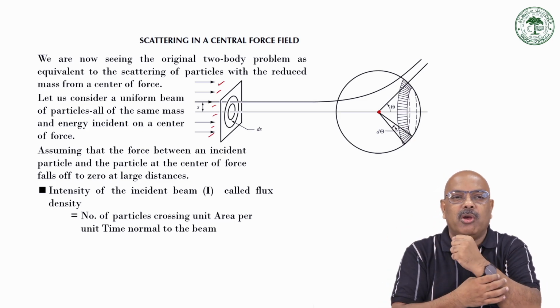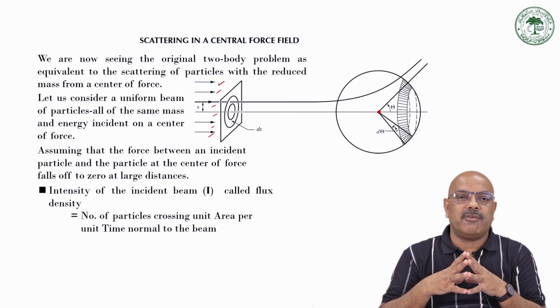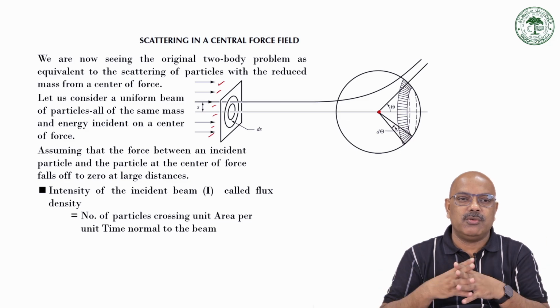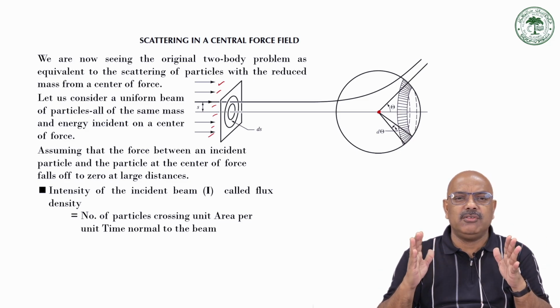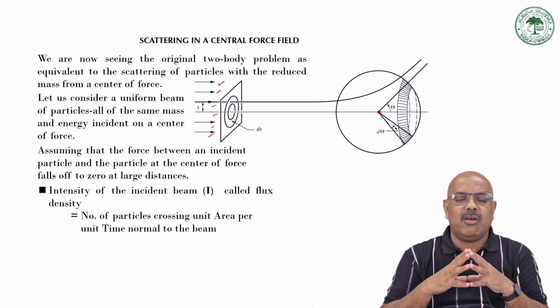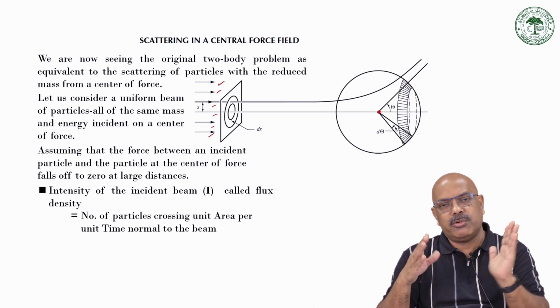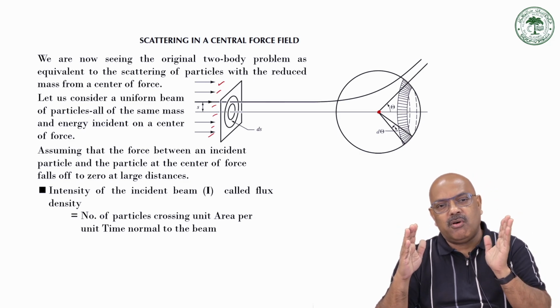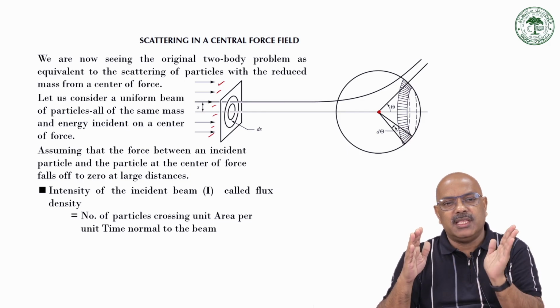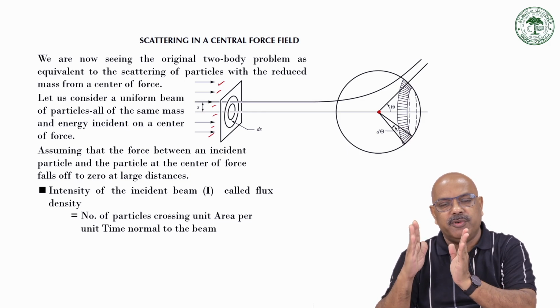This two body problem is equivalent to the scattering of a particle with reduced mass from a center of force. We have already done this reduction of the two body problem to one. Now consider a uniform beam, a straight line, of particles all of the same mass and energy incident on a center of force. All these particles have the same mass and the same energy, and are moving towards the target.